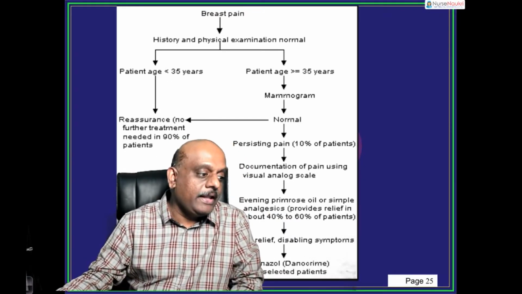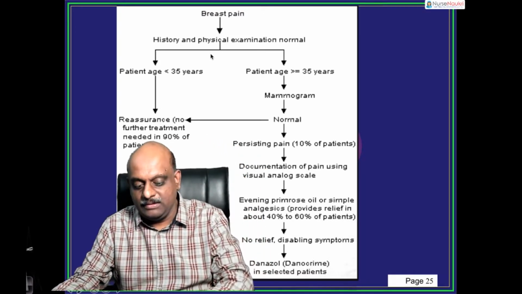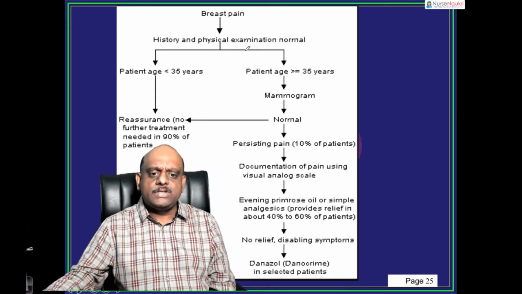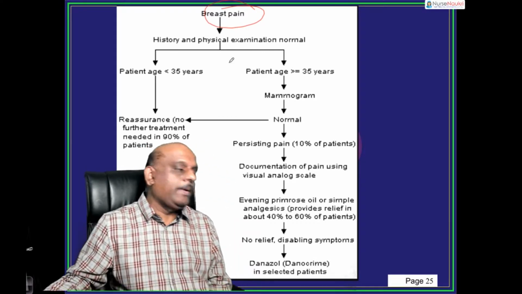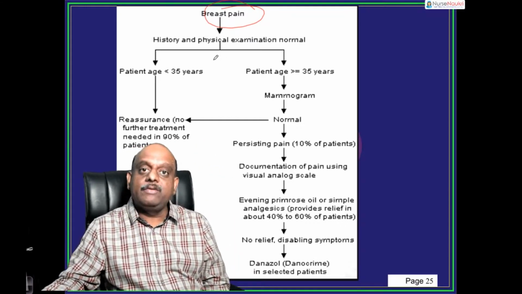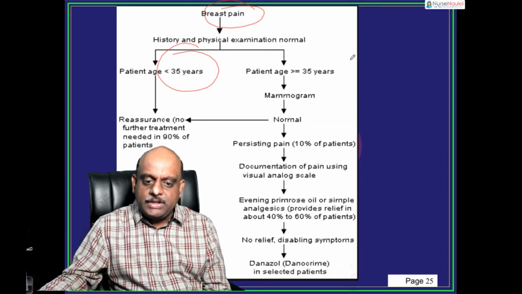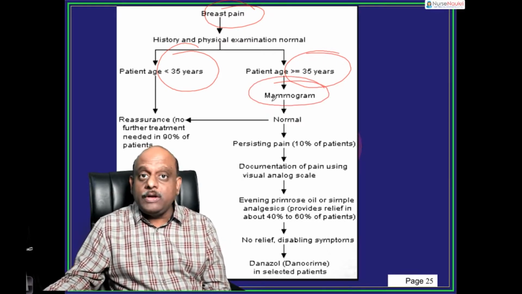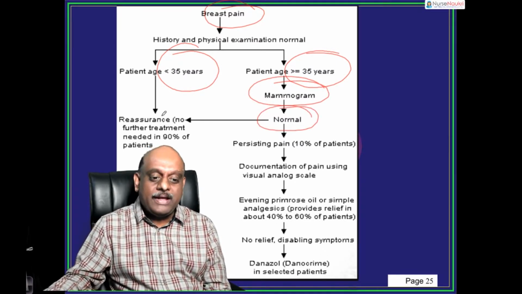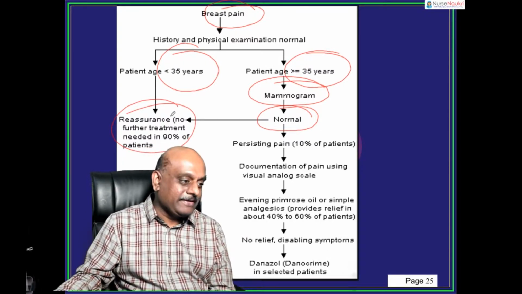Now, let's look at the breast pain. Sometimes patients come with pain in the breast. How are you going to evaluate the patients who presented with breast pain? Once more, you should look whether premenopausal or postmenopausal. Postmenopausal hai to mammogram karo, mammogram normal hai to reassure karo aur ghar bhi jao. That is very important, right?